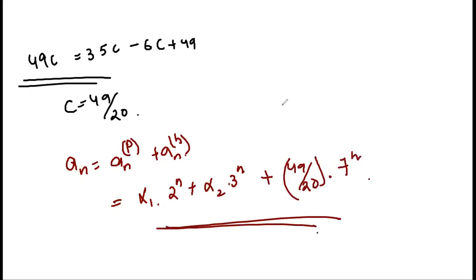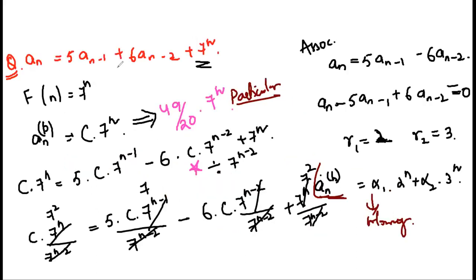This is our solution. If we were given an initial condition, we can find the values of alpha 1 and alpha 2. But since we have not been given the initial conditions, we cannot find the values of alpha 1 and alpha 2. We will leave it as it is. This is the general solution for our problem, an is equal to 5an minus 1 plus 6an minus 2 plus 7 power n. So this concludes our topic of theorem 5.